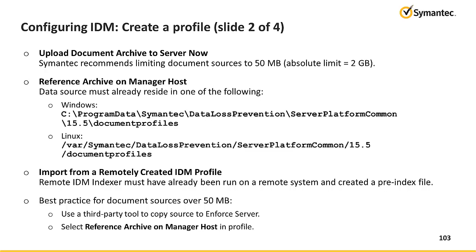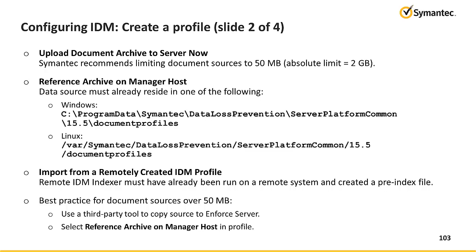The Reference Archive on Enforce Server option lets you select a document source that is already on the Enforce server. To use this option, you must first use a third-party solution like Secure FTP to copy the document source file to the correct directory on the Enforce server, which by default for Windows or Linux is the file path shown here on this slide. Note that the Symantec DLP user, typically Protect, must be granted Modify permission in Windows or RW permission in Linux in order for the data source files to be placed in these folders.